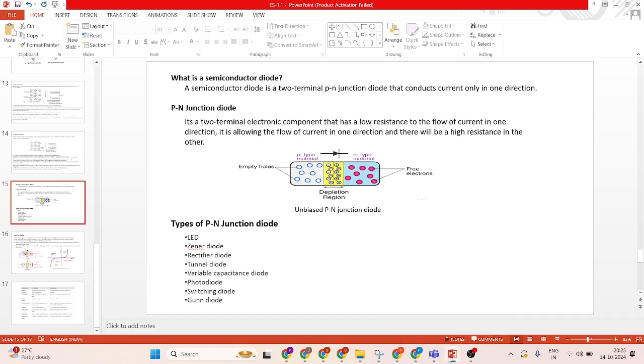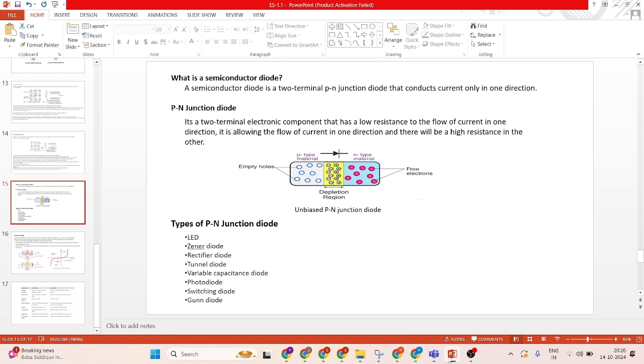Today we are going to discuss what a semiconductor diode is. A semiconductor diode is a two-terminal PN junction diode that conducts current only in one direction. A PN junction diode is a two-terminal electronic component that has low resistance to the flow of current in one direction, and high resistance in the other direction.